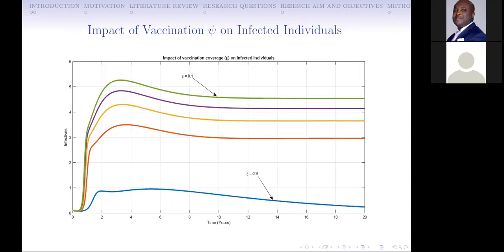This figure shows the impact of vaccination on the infected individual. As we can see from this diagram, the low vaccine rates cause the force of infection, while the high vaccine rate reduces TB disease. It has reduced TB disease, but does not eliminate the disease.